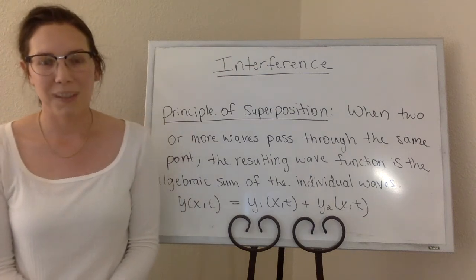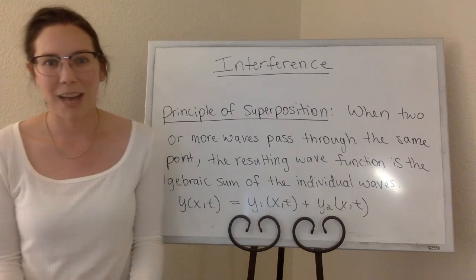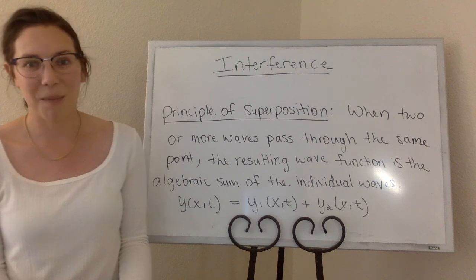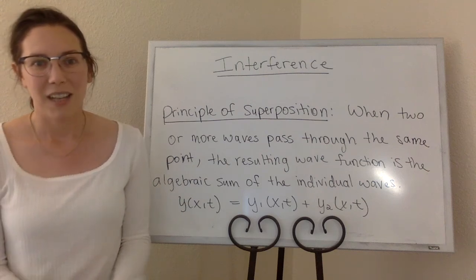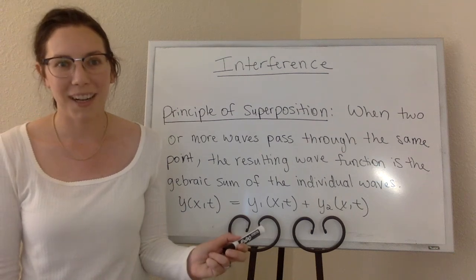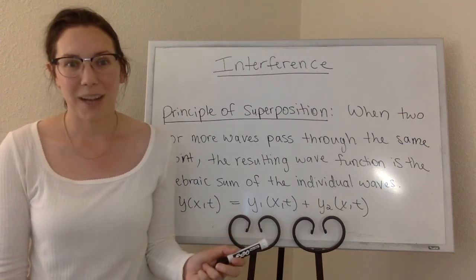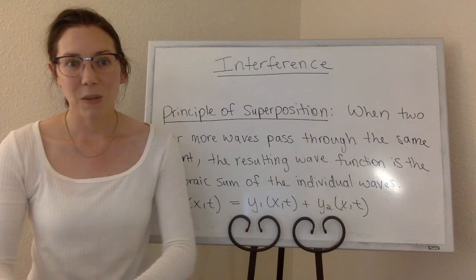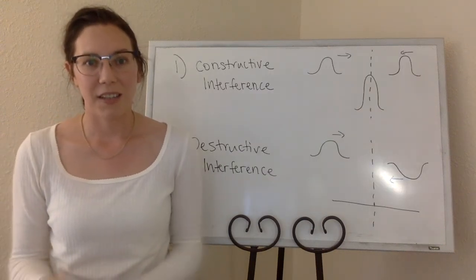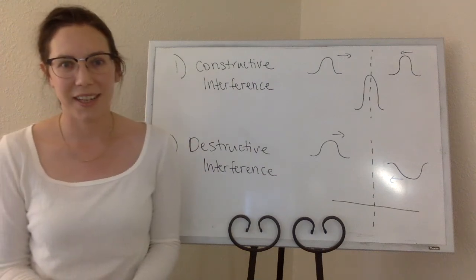The principle of superposition says that when two or more waves pass through the same point, the resulting wave function is the algebraic sum of the individual waves. So our new wave function y at x and t would be the sum of y1 at x and t plus y2 at x and t. And there are two types of interference. Okay, the two types of interference are constructive and destructive interference.